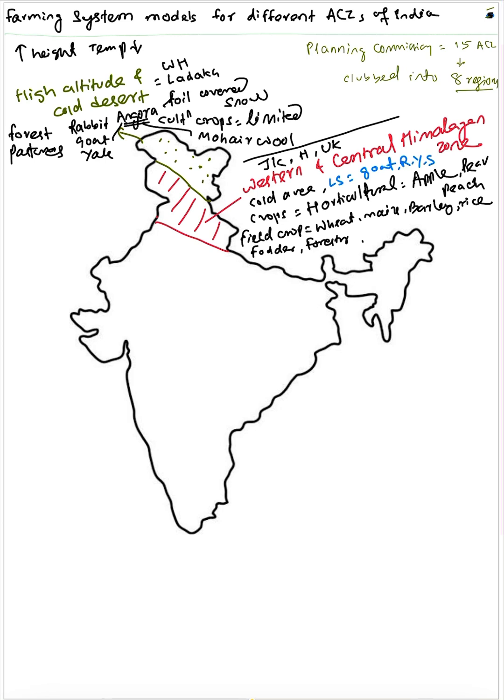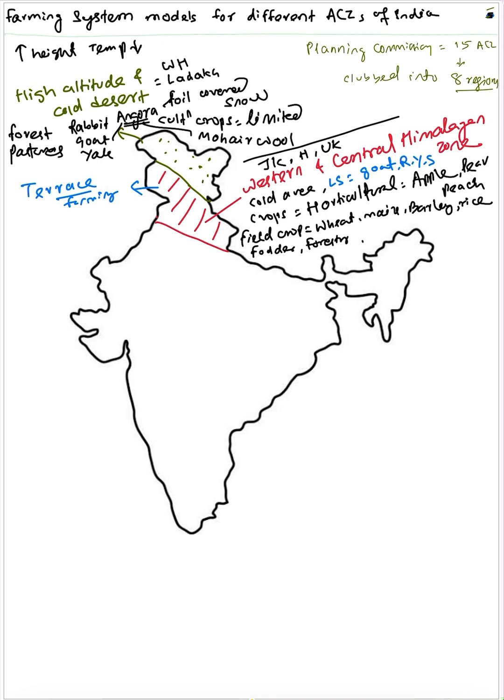And as you know, in these regions, whatever crops you are going for, because of the high altitude and hilly areas, we are mostly going for terrace farming. So in this region, these are the major farming systems we can recommend in the case of the western and central Himalayan zone.